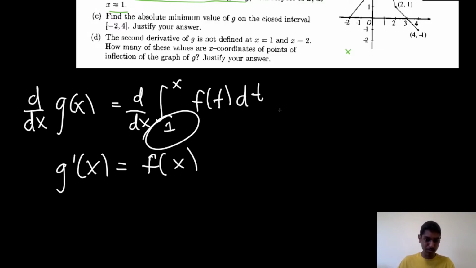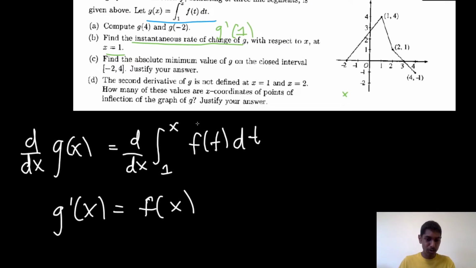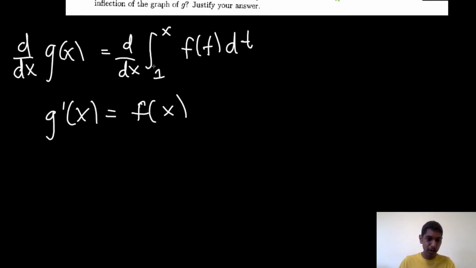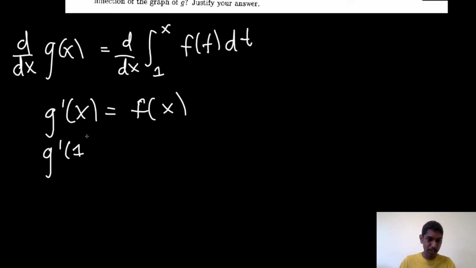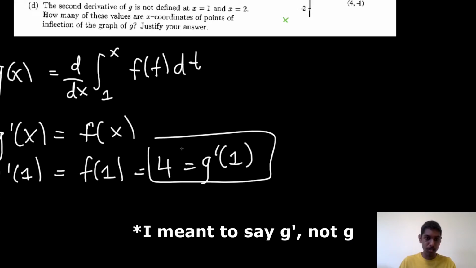And this one doesn't really matter, because it doesn't matter where you start, it's just how g is changing, right? So now all we have to do is plug in 1 here. So g prime of 1 is f of 1, and from the graph we can see that f of 1 is 4. So that is going to be our value of g prime of 1.